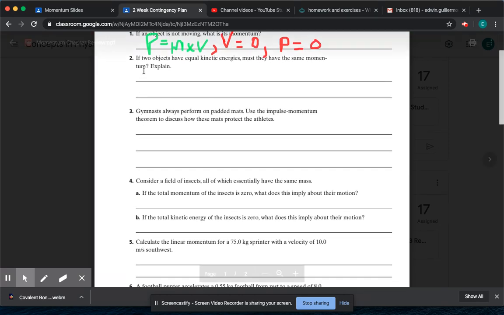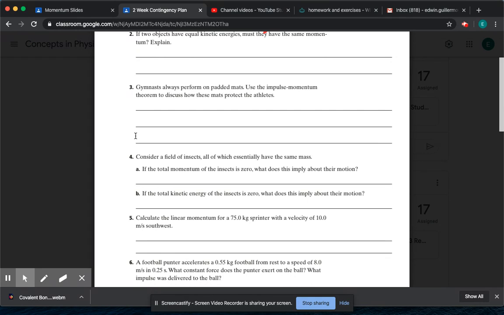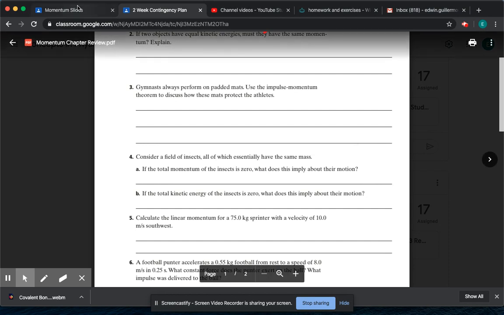Okay, so that's it for number 2. And then number 3: gymnasts always perform on padded mats. Use the impulse momentum theorem to describe how these mats protect athletes. Okay, so go back to your slides.